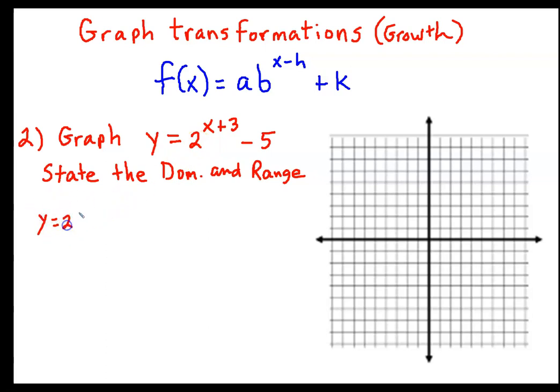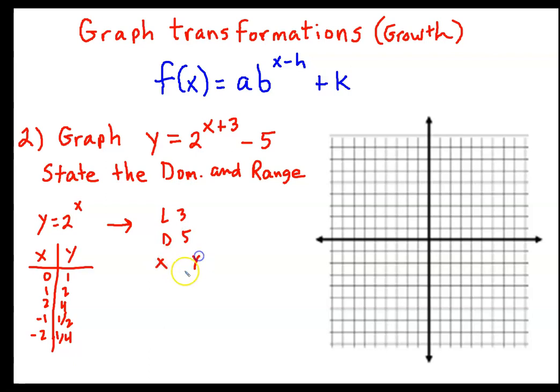So once again, you would show me the parent table, y equals 2 to the x. We just did that. 0, 1, 1, 2, 2, 4, negative 1, 1/2, negative 2, 1/4. And then you can just do this in one table. Show me how moving left 3 and down 5 impacts this, and then you will graph that table as your answer. So I'm going to call this left 3 and down 5.